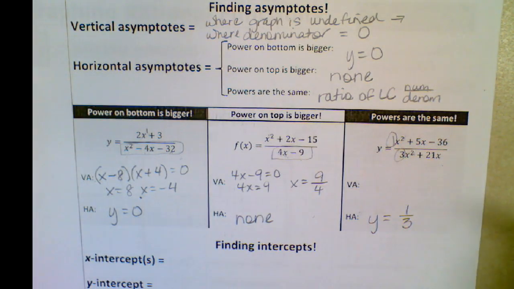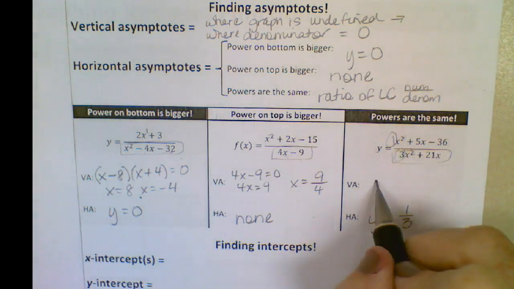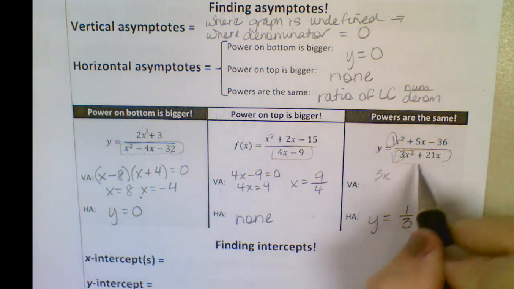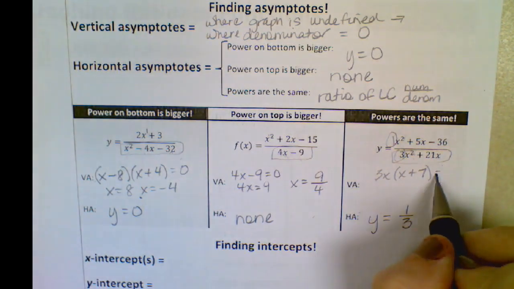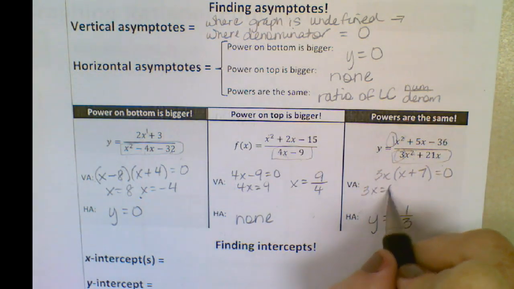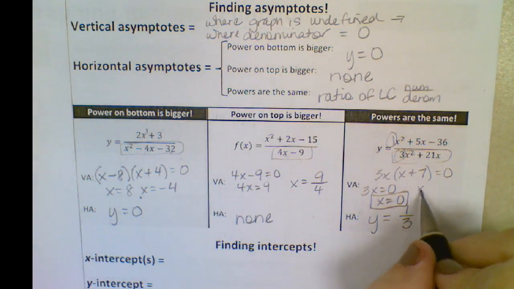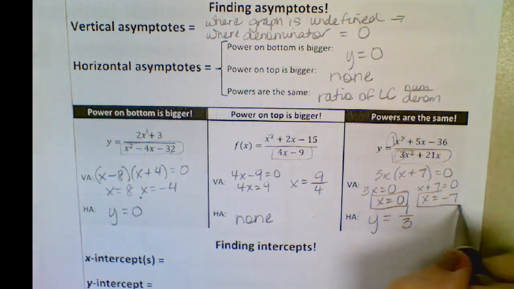Just that easy. Okay, again, we need to factor the bottom to find our vertical asymptote. So 3x can go into 3x squared and 21x. So I'm going to go ahead and factor that out and then set each of them equal to 0. So if 3x equals 0, then one of my vertical asymptotes has to be at 0. And if x plus 7 equals 0, then my other vertical asymptote is going to be at negative 7.